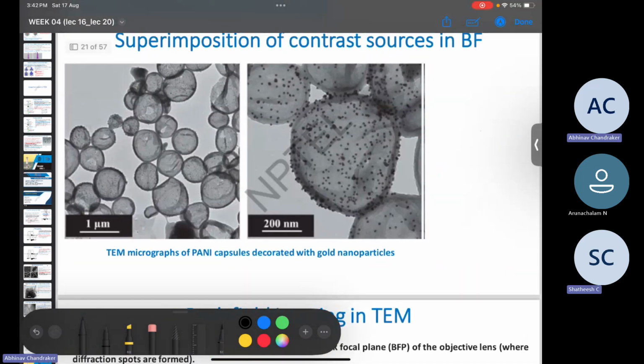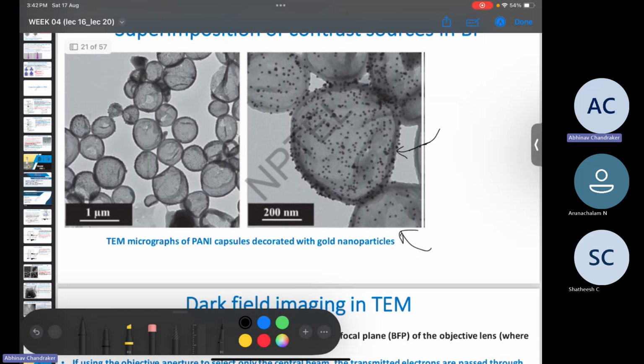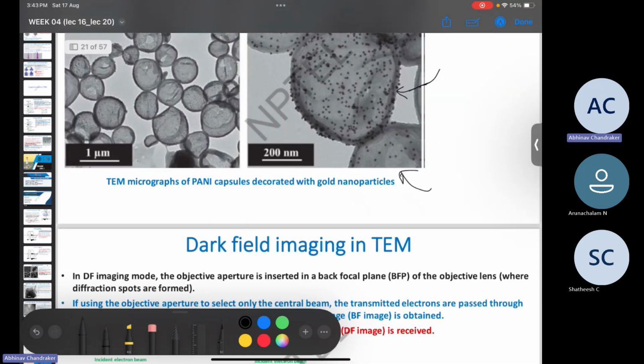This image shows that multiple contrast mechanisms can operate simultaneously. Here we can see gold nanoparticles on some capsules. The gold nanoparticles can be seen due to mass contrast, while the capsule can also be seen due to its mass contrast.